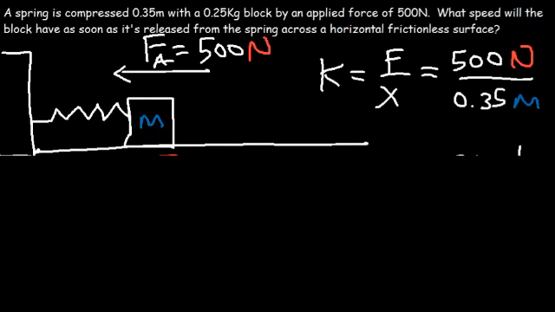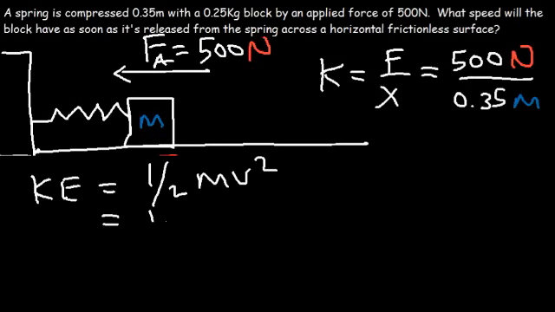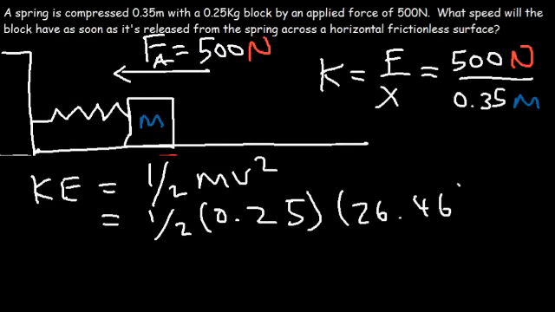By the way, let's say we wanted to find the kinetic energy of the object as soon as it's released. Using this equation, it's 1/2 times the mass, which is 0.25, times the speed, which is really 26.46 squared. The kinetic energy of the object is about 87.53 joules.